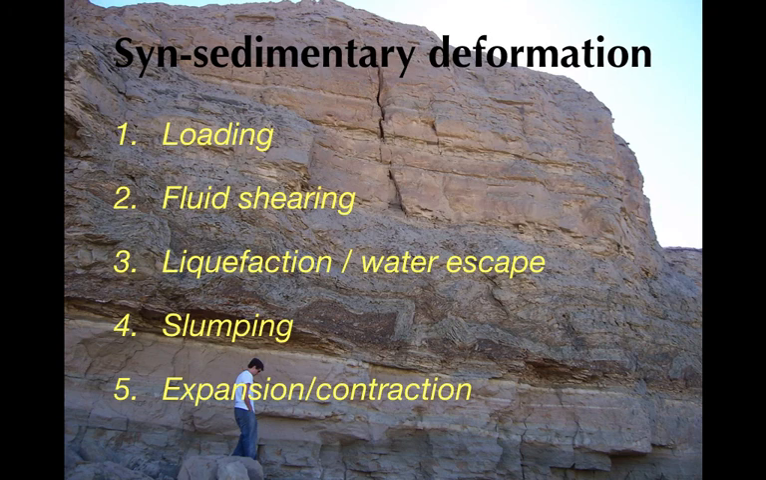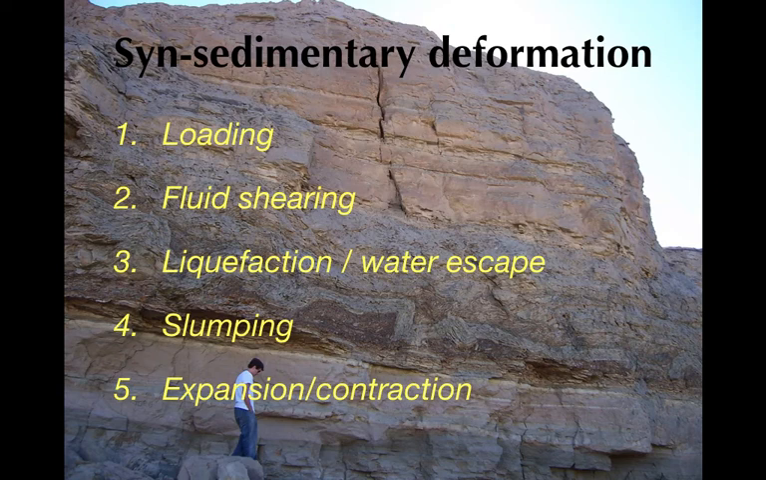There are, in general, 5 main ways that syn-sedimentary deformation can occur. The first of these is loading, which occurs when one layer of sediment is too heavy to be supported by the one below it, and the layers of sediment collapse into each other. Fluid shearing occurs when a moving fluid deforms wet, loose sediment below it.